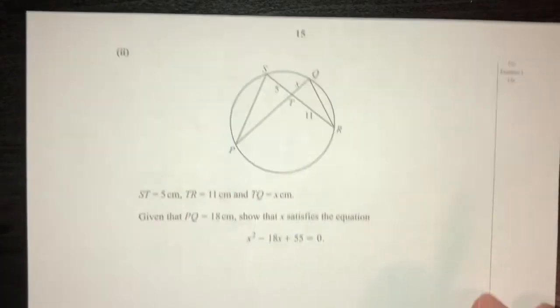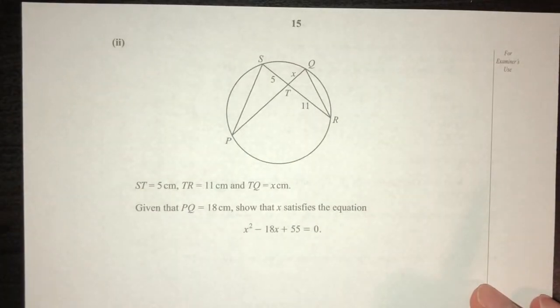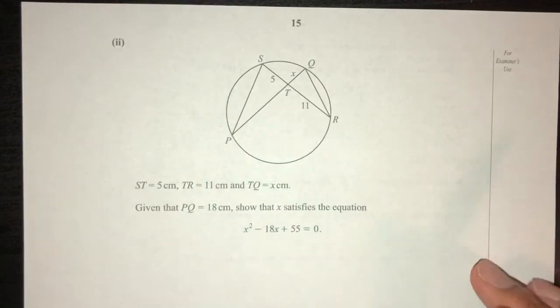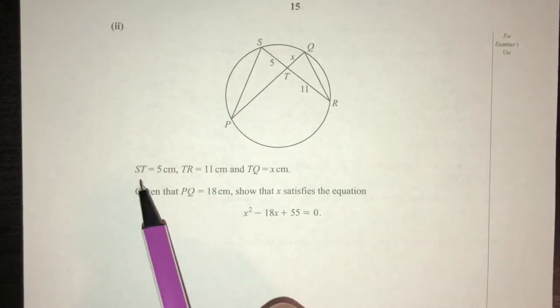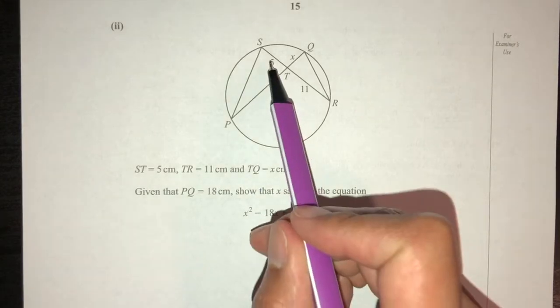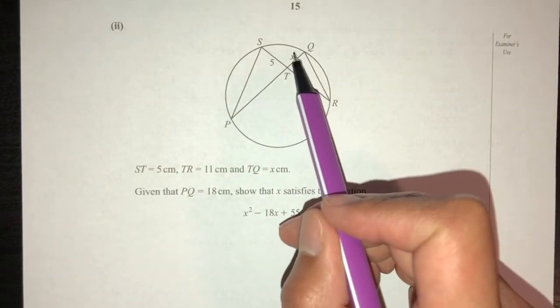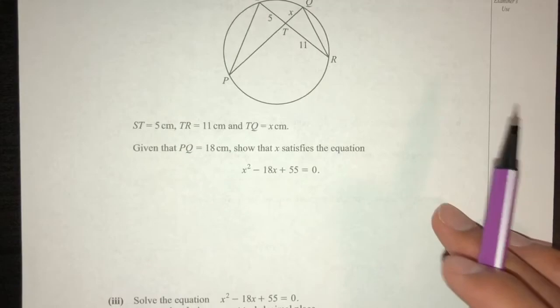Now let's move on to part 2. This one is the same: triangles inside of a circle. We have all these sides given to us. So this is 5, this is 11, this is X, and let's see what question we have.